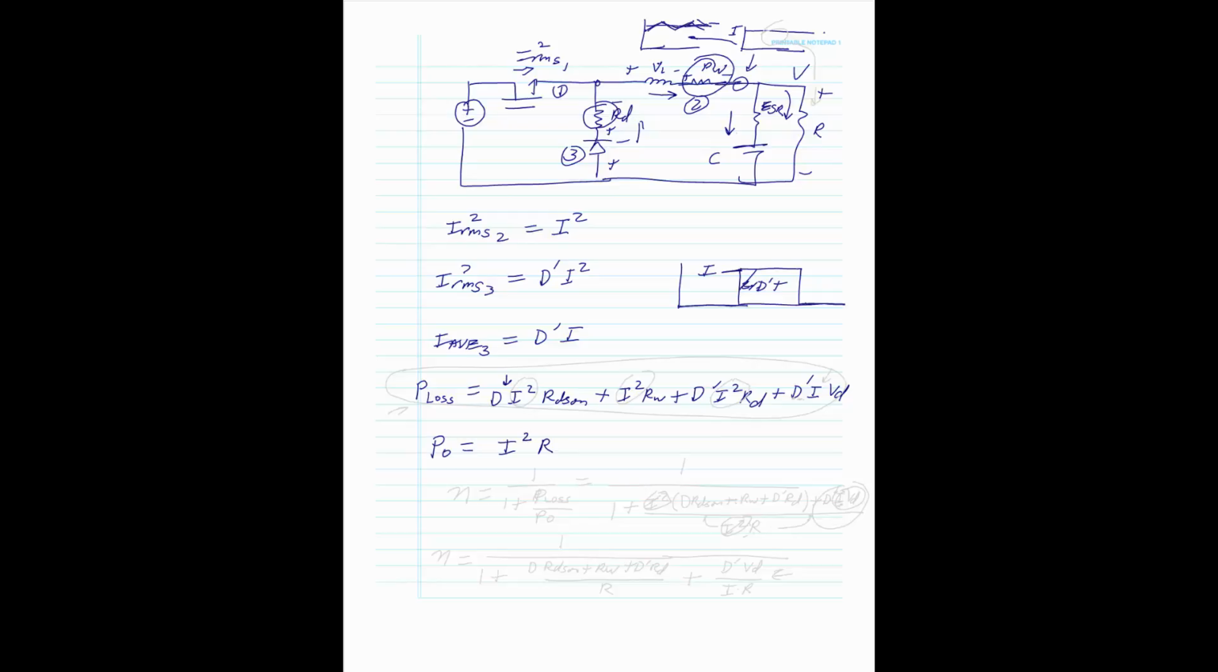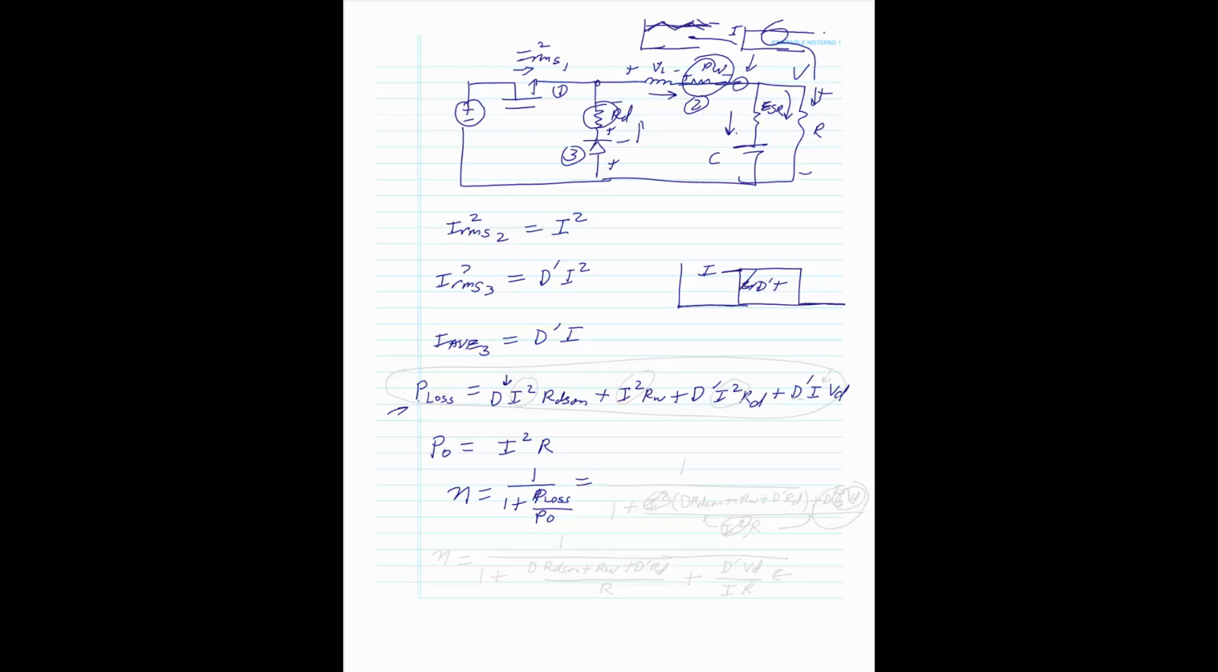As I said, this average current flows here. The ripple will flow here. Okay? So therefore, that's it. So what do I have here? I have efficiency is equal to 1 over 1 plus the power loss over power out. Isn't this the power loss? This is the power loss over the power out.